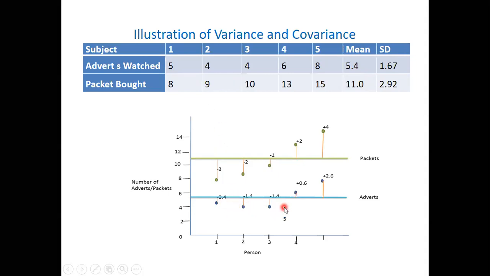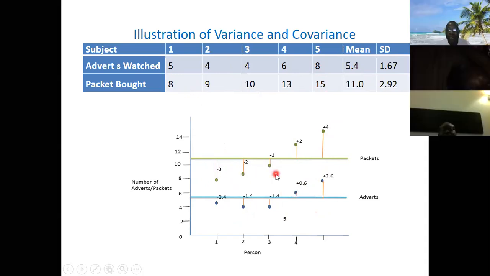Then the last 2, 6 and 8, they are above the mean. That's why, can you see? Because they are above, we carry a positive sign. The same thing goes for the packet bought: the first 3 are below the mean and the last 2 are above the mean. You can see the pattern: the first 3 of the advert watch are below the mean, and the first 3 of the packets are also below the mean. The last 2 of the advert watch are above the mean, and these ones are above the mean.